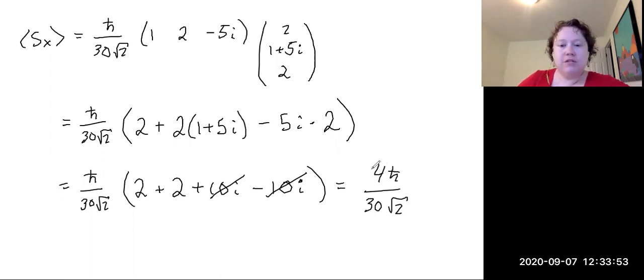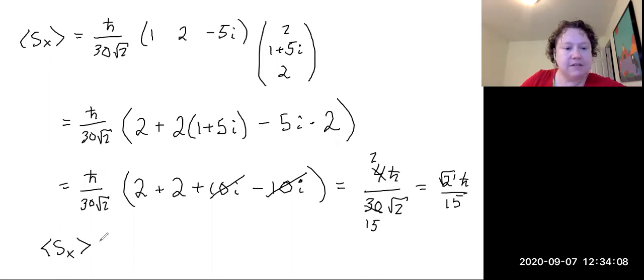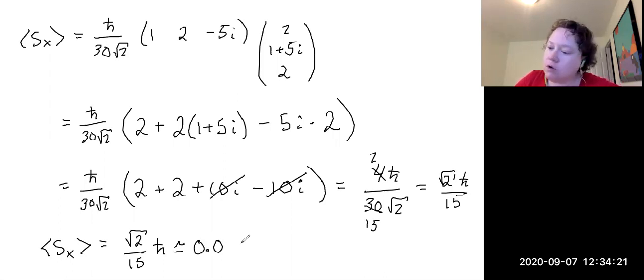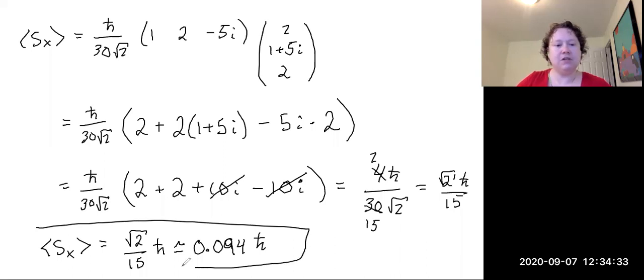So 2 goes into here twice and into here 15 times. And then I can divide out the square root of 2 and put it up top. So this becomes the square root of 2 h bar over 15. So Sx, the expected value, is going to be the square root of 2 over 15 h bar, which is approximately 0.094 h bar. Because I don't know about you, but the square root of 2 over 15 doesn't mean very much to me. But certainly having an approximate decimal helps me understand where it is.